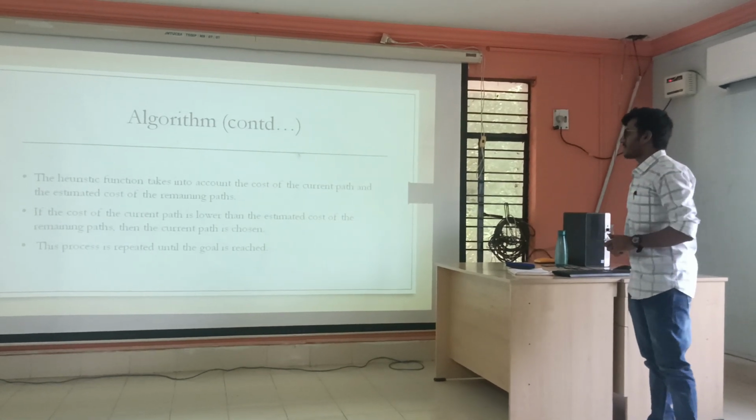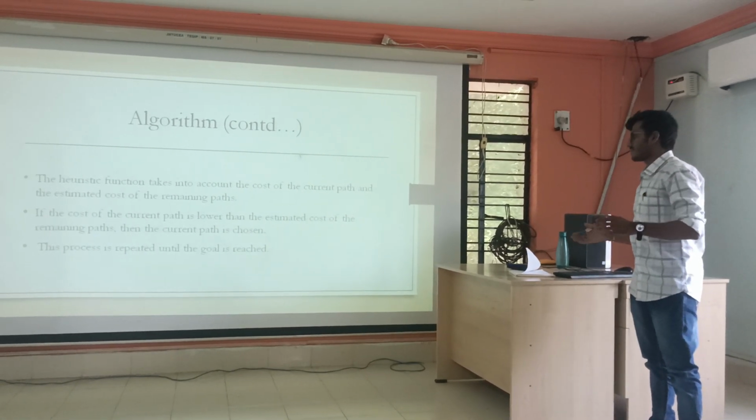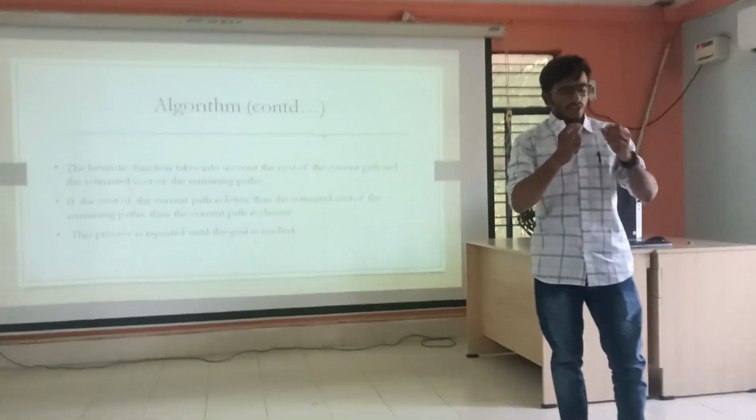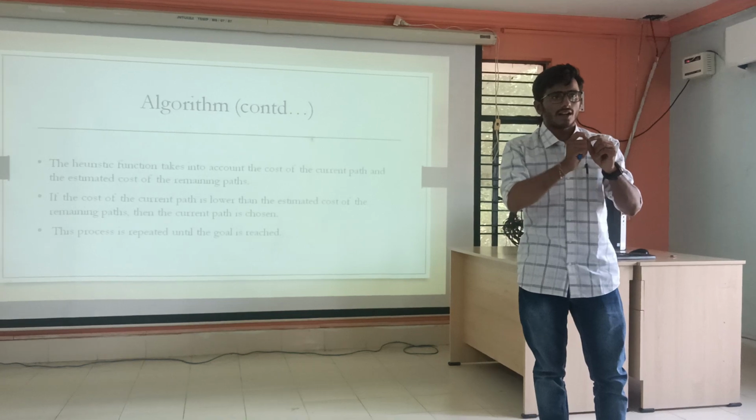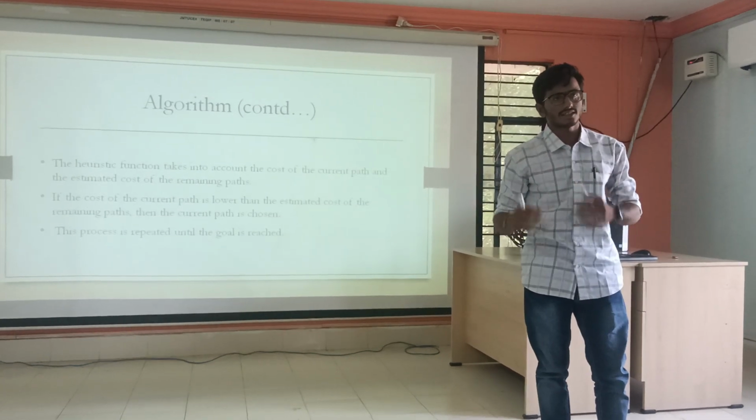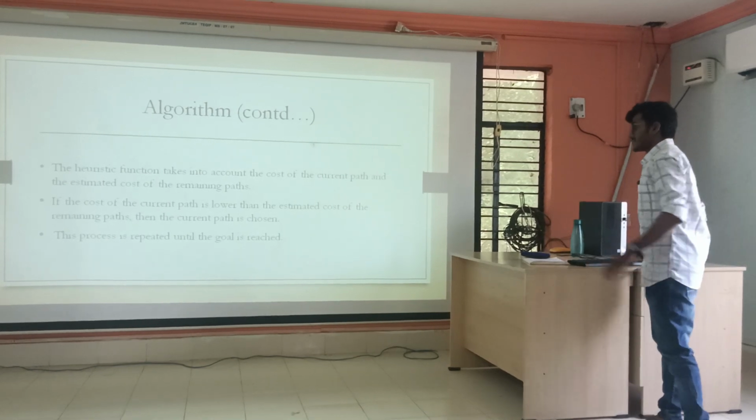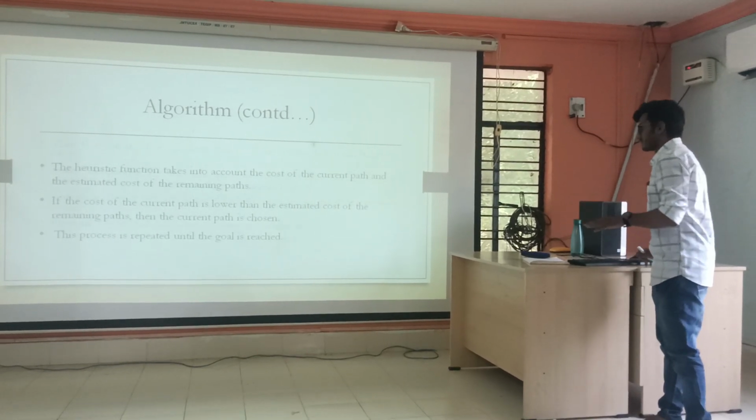If the cost of the current path is lower than the estimated cost of the remaining path, then the current path is chosen. In the same way, if the path between the node and the goal node is least, then that path is chosen and we ignore the others. This process is repeated until the goal is reached.